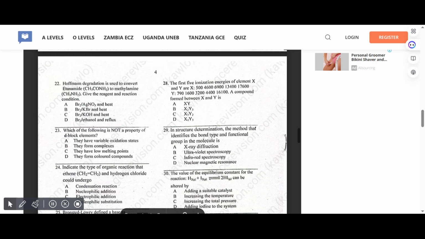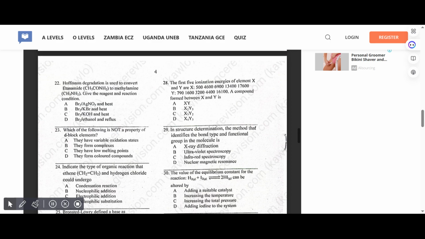So 22, Hofmann degradation is used to convert ethanamide. They gave us the formula to methylamine. They gave us the formula. Give the reaction and give the reagent and reaction condition. Correct answer for 22 is C.